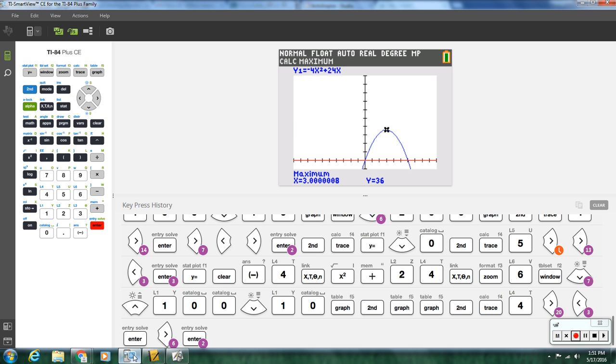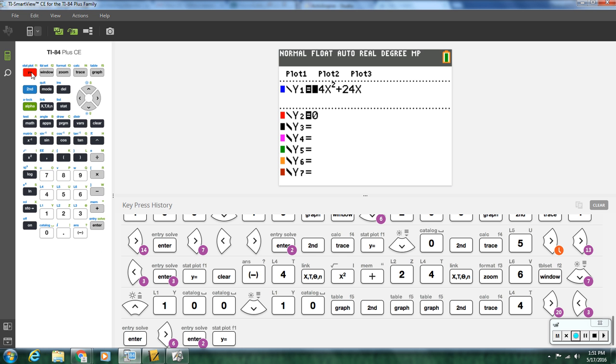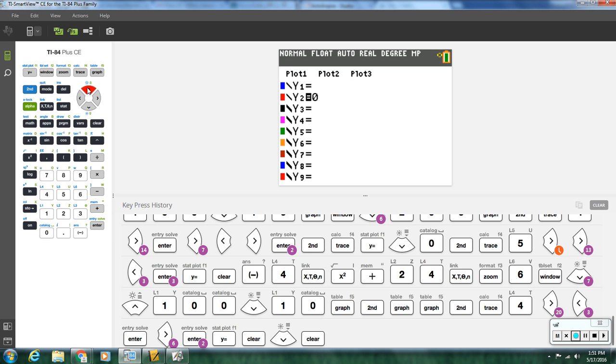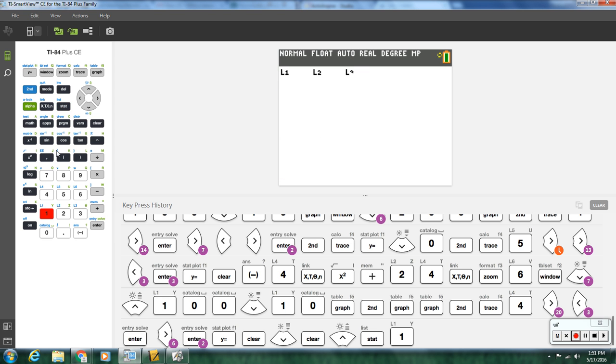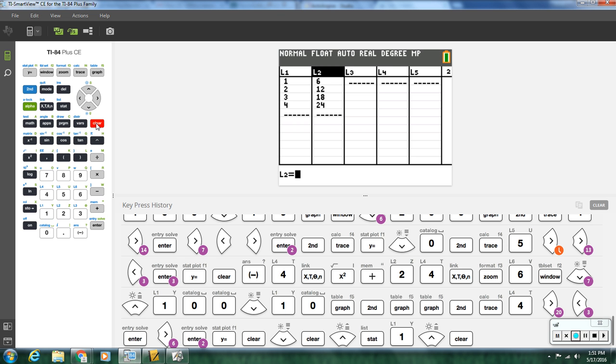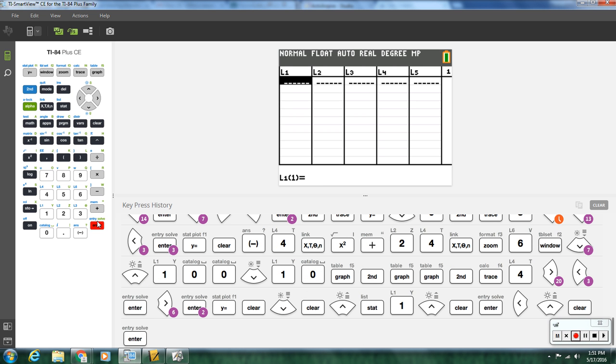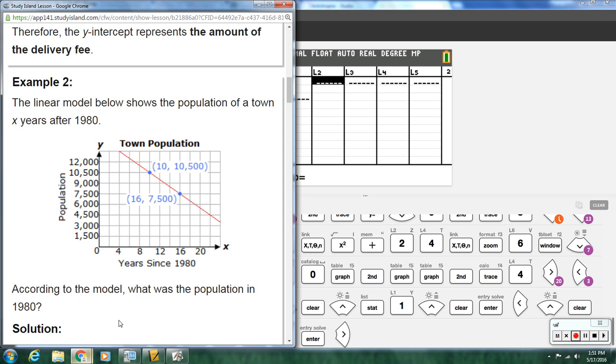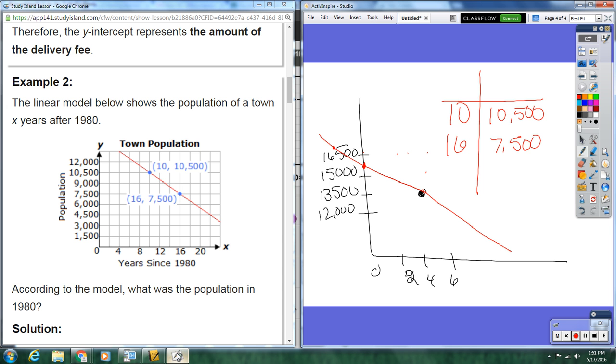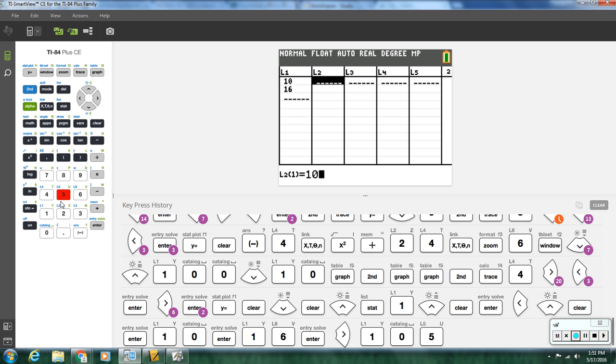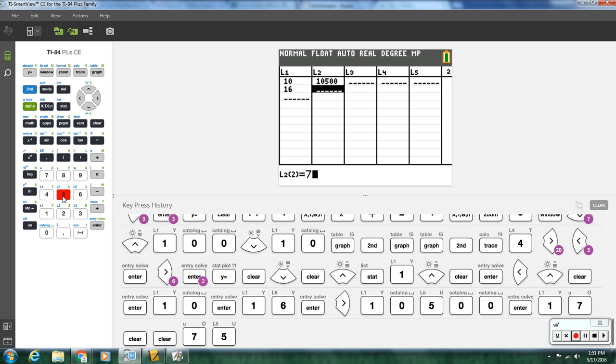So get your calculators out, and let me clear everything out. I have no idea what I got in here. Alright, so I'm going to stat, edit, and we're clearing. Remember, what do we never hit on this? Delete. Never hit delete. So we had 10 and 16 for our X's in L1, and 10,500 and 7,500 over here. Don't forget to hit enter.